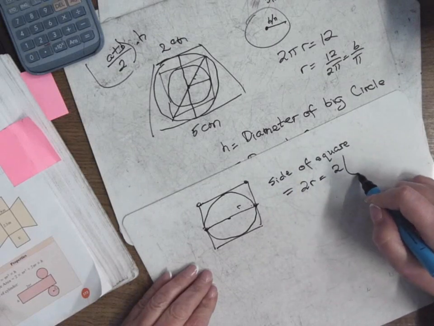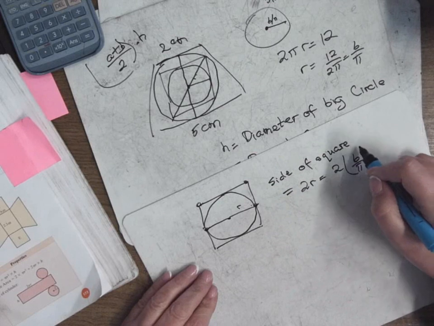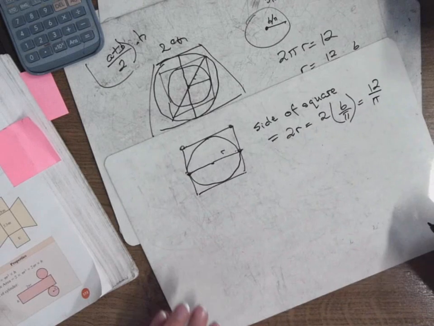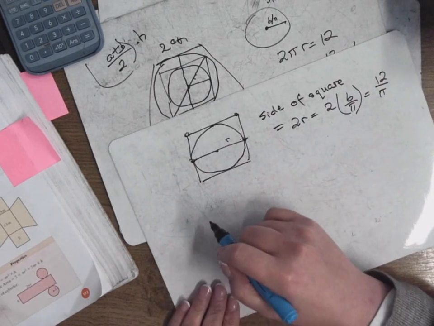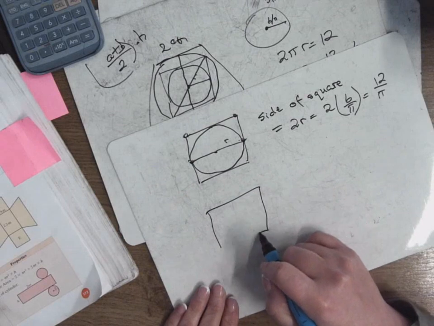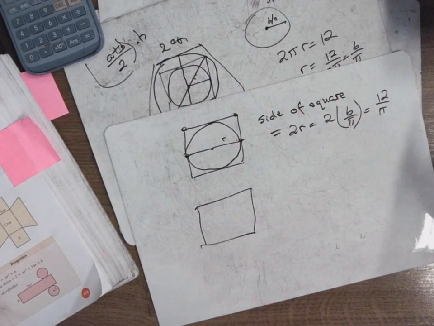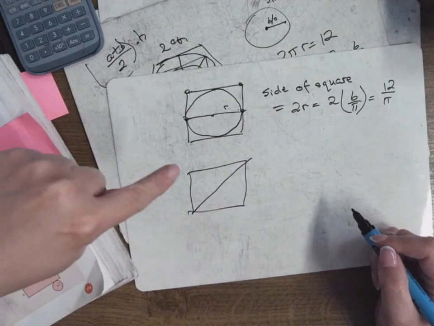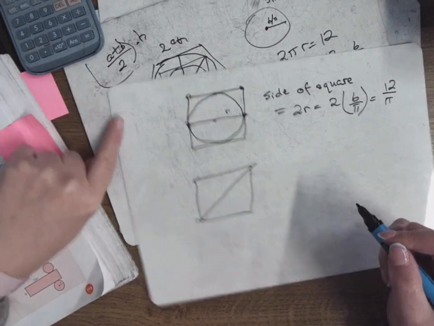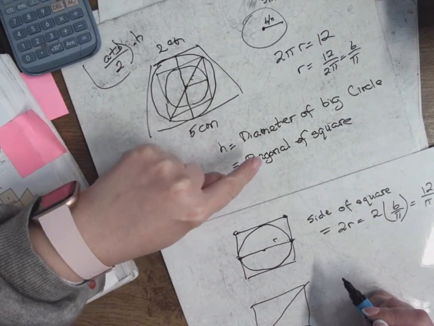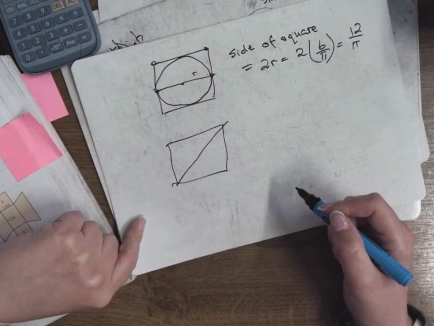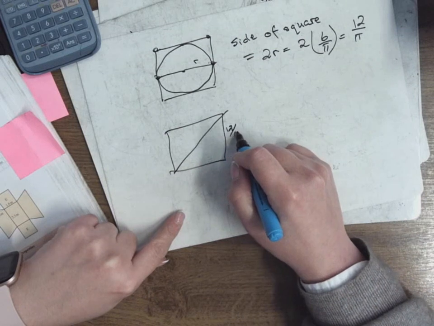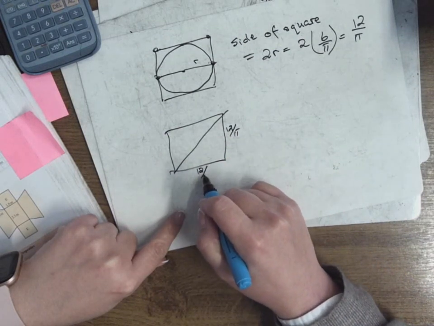I know what the radius is. It's 6 over pi, so twice that is 12 over pi. Right, I'm ignoring the little circle in the middle now. I've used all the information I need out of it. I'm going to the square now. I need the diagonal of the square, because the diagonal of the square is equal to the diameter of the big circle, and I need that. So this is 12 over pi, and this is also 12 over pi.